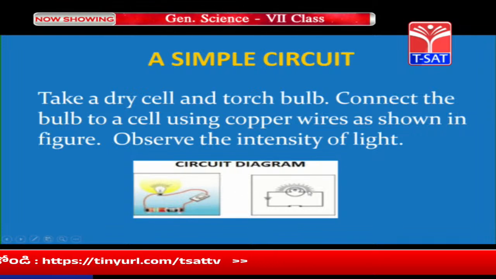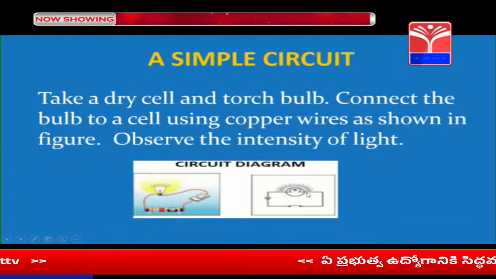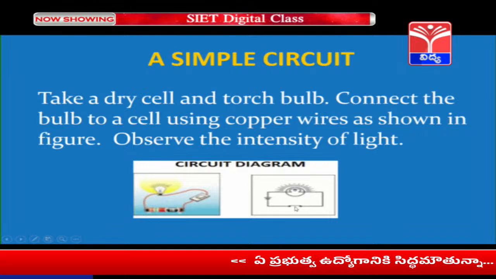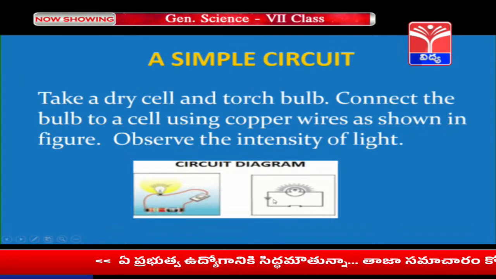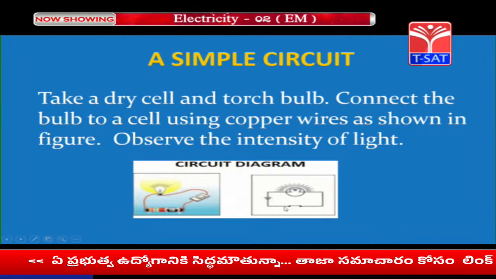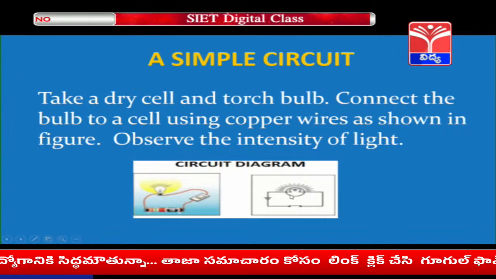The circuit diagram for this we already learnt in the last class. The positive terminal of the battery is connected to the bulb, the other end of the bulb is connected to the switch, and the switch is again connected to the negative terminal of the battery. Here the switch is closed, therefore current is flowing in the circuit and the bulb is glowing.